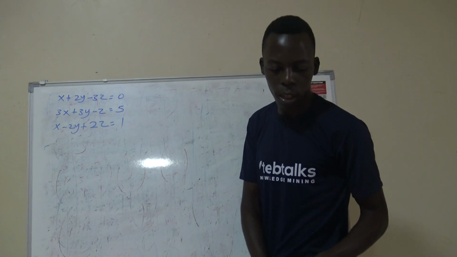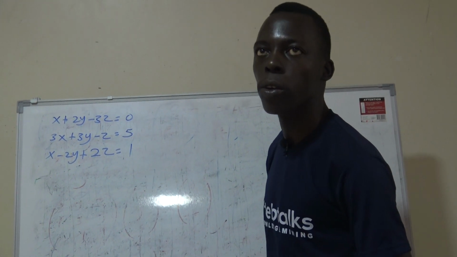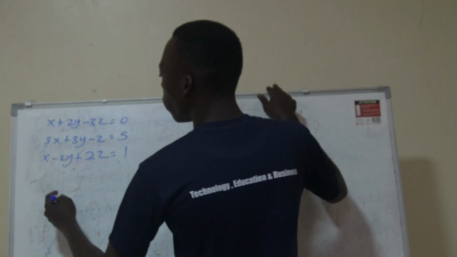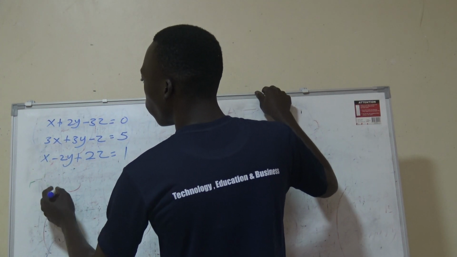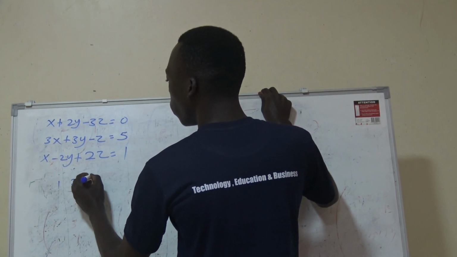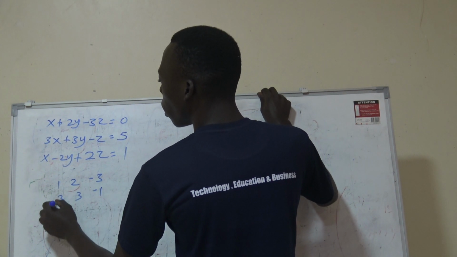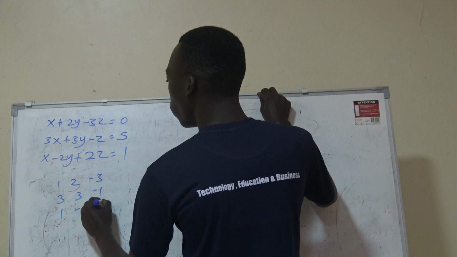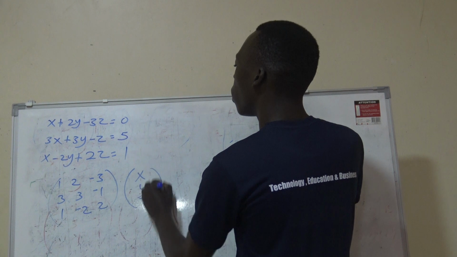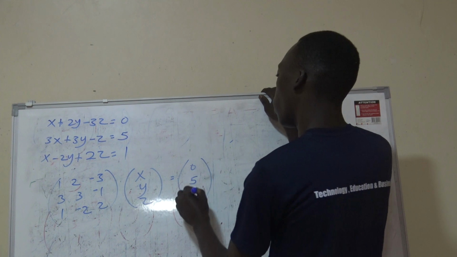So those are the three equations which you are going to solve using row reduction to echelon form. So the first step is to write them in the form of a matrix. So this one is 1, 2, negative 3. Then the other one is 3, 3, negative 1. Then 1, negative 2, and 2. So we multiply by x, y, and z, which must give us 0, 5, 1.